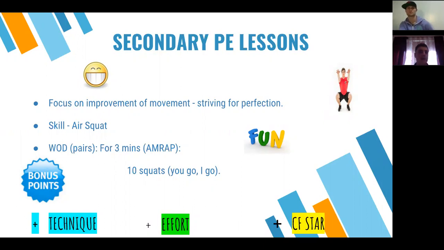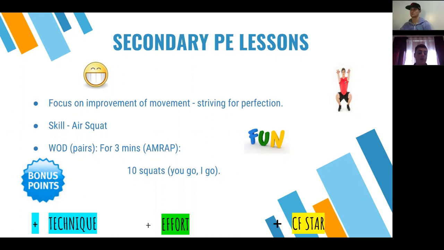More time is spent on the technicality of the movement, but a really simple and effective workout that's good for a teenage group is a pair workout in a you go, I go format. So for example, if I was with Scott, very simple, I do 10 squats, he does 10 squats, I do 10, he does 10, and we keep going for as many rounds as we can in 3 minutes. And again, you could pair up people of similar ability in the same group so that they are working and challenging each other.